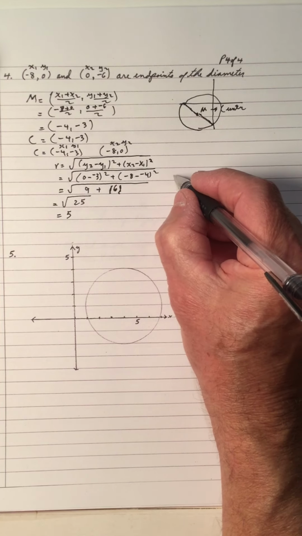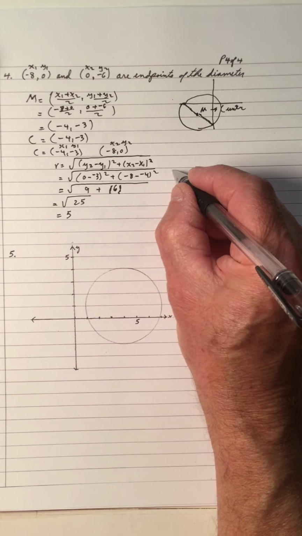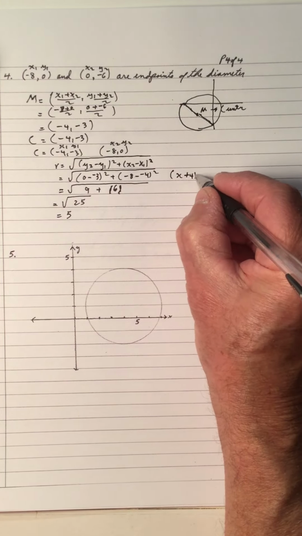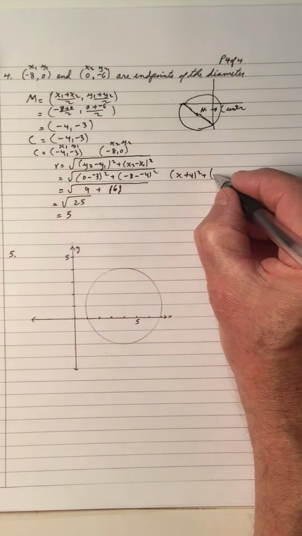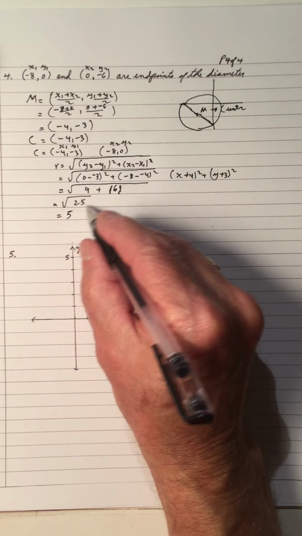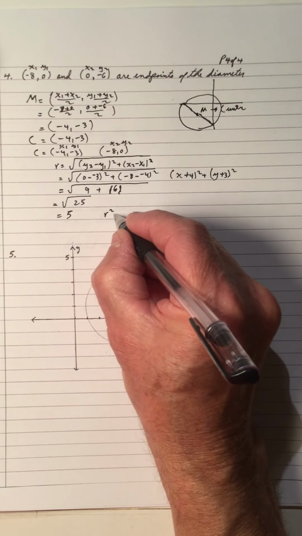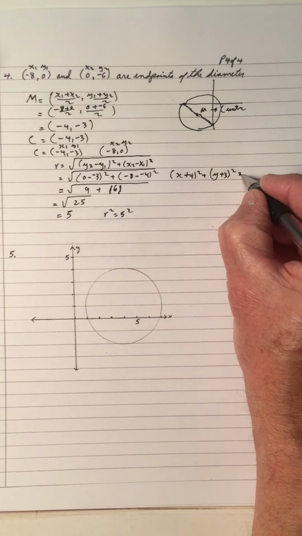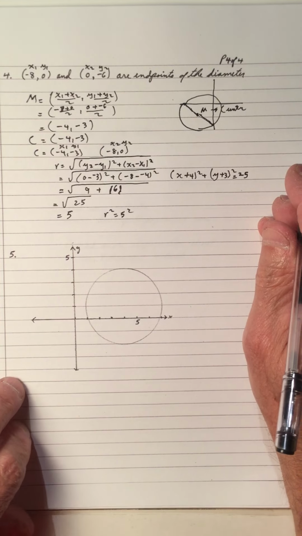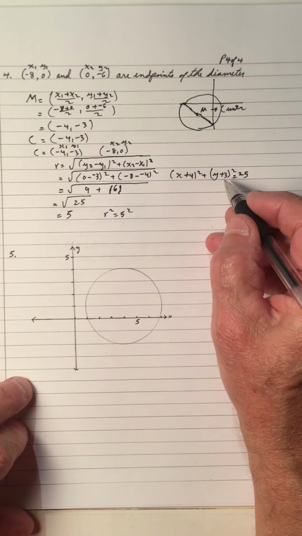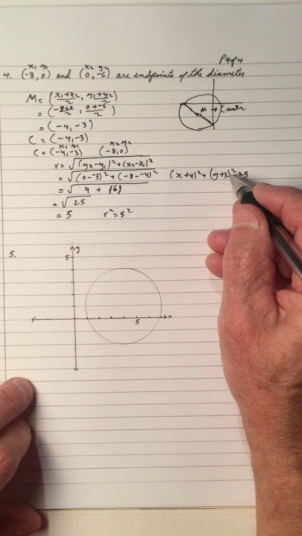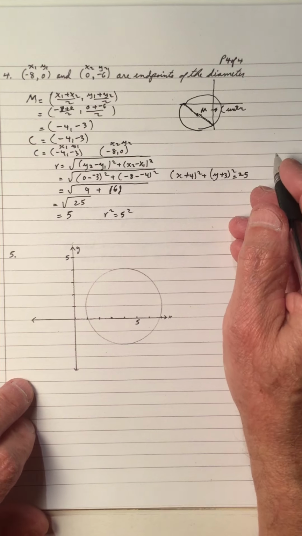So we want to find the equation, and the equation is x, that's a negative 4, so it's an x plus 4 squared. The y is negative 3, so it's a y plus 3 squared. And the radius is 5, so r squared is 5 squared, so it's 25. So x plus 4 squared, add on y plus 3 squared, equals 25.